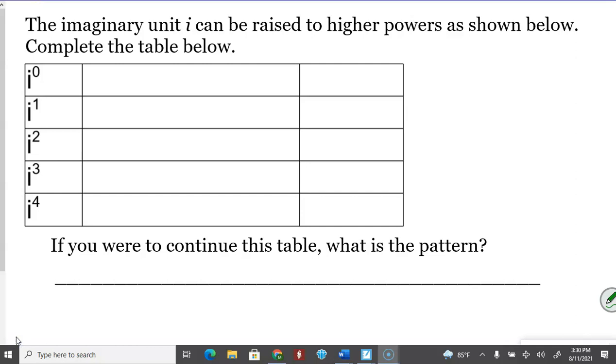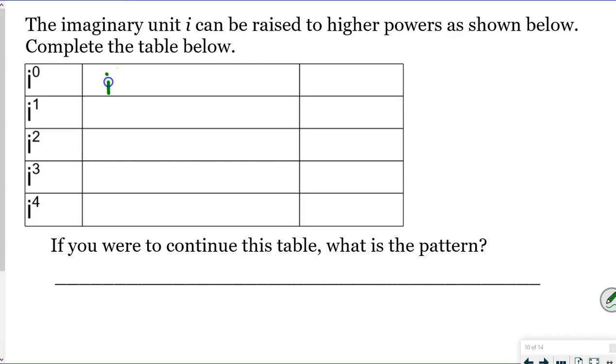Okay, so now in this part of the lesson, we're going to talk about the cycles of i, okay? So the imaginary unit i can be raised to higher powers as shown below. So we're going to complete this table. So anything to the 0 power, y'all. So i to the 0, that's going to be equal to 1, right? Because anything to the 0 power is 1. So that's what this is going to be over here, is 1. i to the 0 is 1, okay?